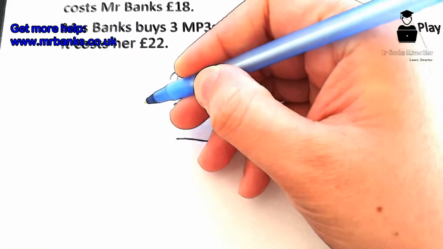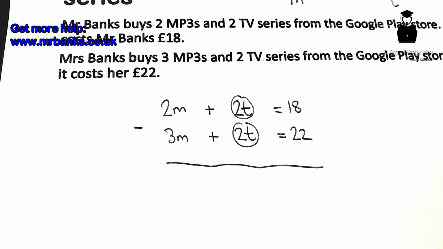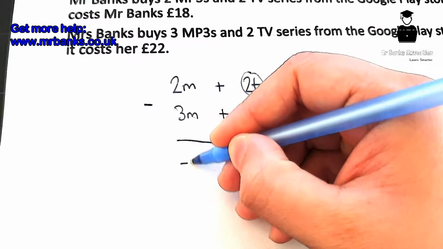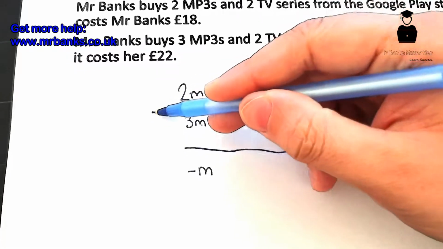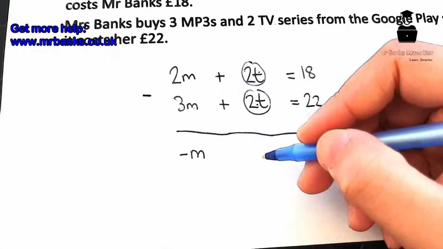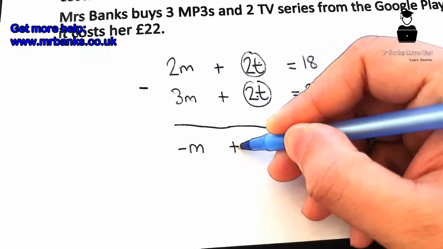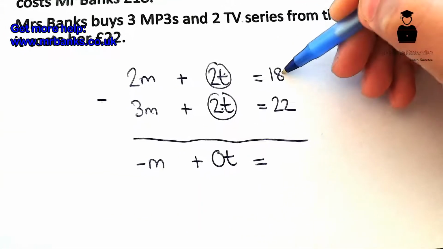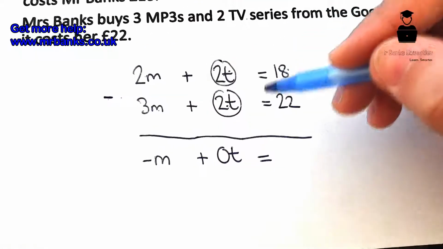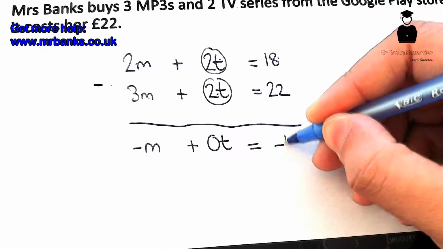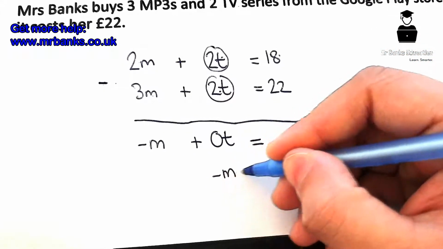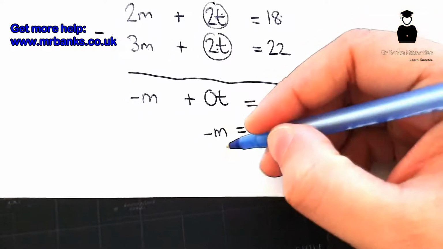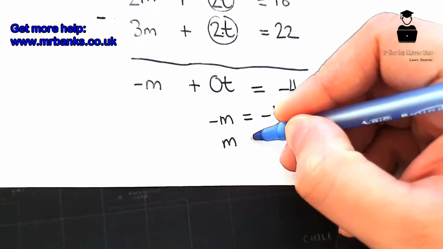So just remember column subtraction from school, okay, from primary school, if you remember how to do it. It's quite easy. 2 minus 3, okay, that makes minus 1m or minus m. Okay, 2 minus 2 makes 0. Okay, so we don't even have to write 0t, but I'm going to do it just so it's clearer for you. Okay, and then we have 18 minus 22. Okay, 18 minus 22, it's going to be a minus number, it's going to be minus 4. Okay, so that says that minus m equals minus 4, and from this you can see that m is 4, okay, because minus m is minus 4, which means m must be 4.